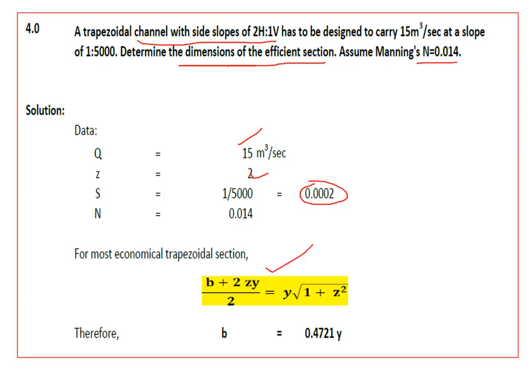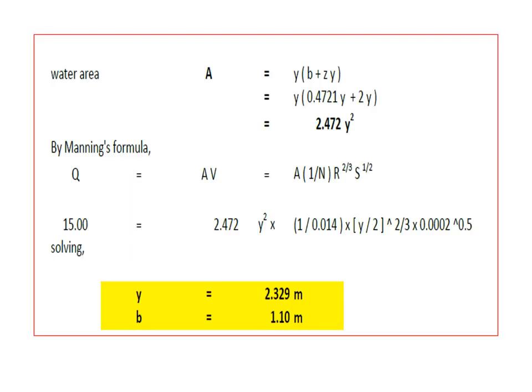You substitute the value of z here, so 2 into 2 into y. Simplify root of 1 plus 2 square. Finally, take this to this side and deduct, so you will get b is equal to 0.4721y. Now you get a relation between b and y. Now calculate the water area. Water area is y into (b plus zy). You know that b is 0.4721y plus z is 2, so 2y. So you will get 2.472y square. Now you know the discharge, which is 15. Therefore area is 2.472y square.